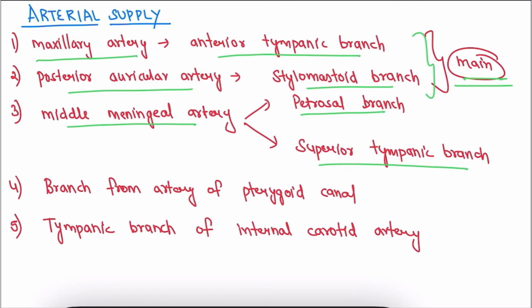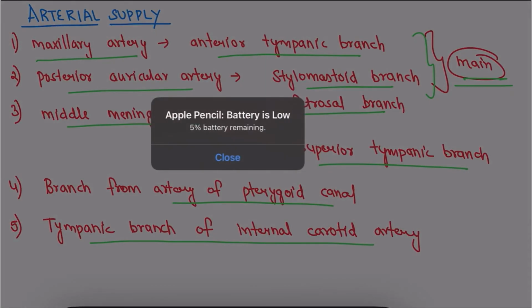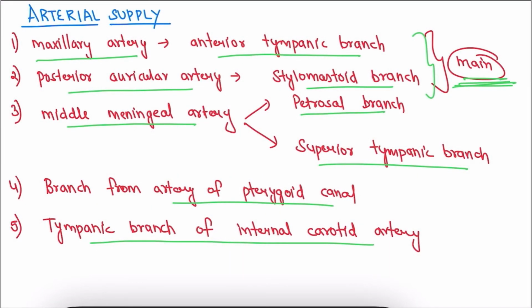Now coming to the fourth one, that is the branch from the artery of pterygoid canal. The fifth one is the tympanic branch of the internal carotid artery. The first one is the anterior tympanic branch of maxillary artery. The second one is the stylomastoid branch of posterior auricular artery, which is the main one. And we have the middle meningeal artery, petrosal branch and superior tympanic branch, the branch from the artery of pterygoid canal, and the tympanic branch of the internal carotid artery. You have to memorize these 5 points.